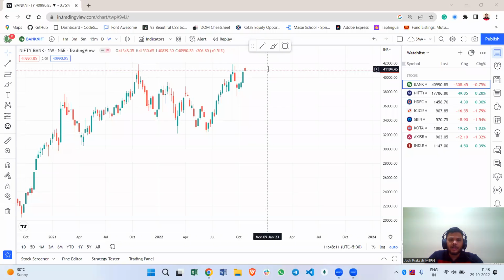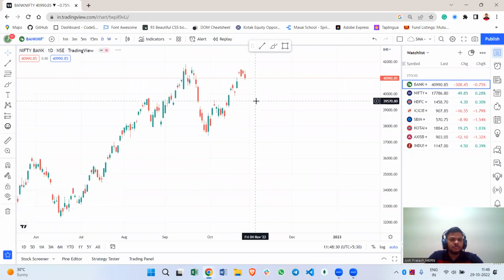But if it opens gap up and if it closes above 41,500, then you can expect this week to make a high of 41,900 to 42,000, the round level. But for that, it needs to open gap up and it needs to sustain above 41,500. Okay, now let's look into the one day candle chart.